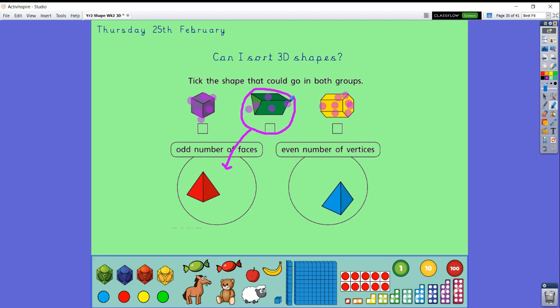So let's check then that this one has an even number of vertices. We know it's got an odd number of faces. Let's check its vertices. See if it's definitely this one. So we've got 1, 2, 3 on this end, 4, 5, 6. So we are right. So it's this shape. It can go in both boxes, and reminding ourselves that this is a triangular prism with a triangle on each end.